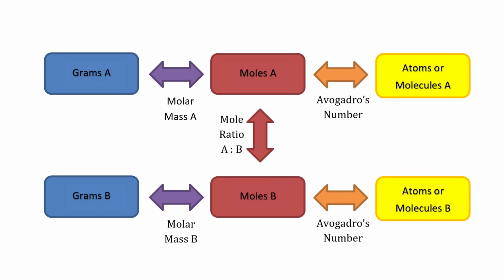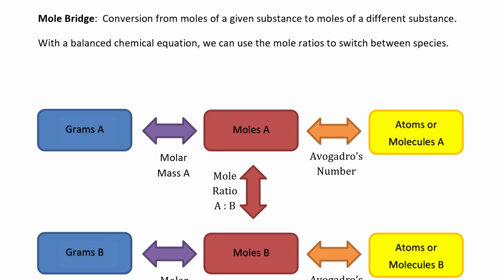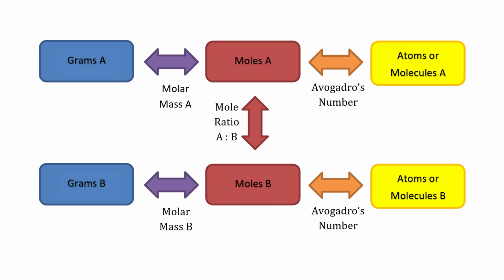Let's now add on to that game plan we've been working with. This is now the concept known as the mole bridge. A bridge takes you from one part of the land to another part of the land. The mole bridge takes you from one chemical to a different chemical. So you can see we have chemical A here, and we have chemical B here. Just like before, I can convert between grams and moles using the molar mass, and I can convert between atoms or molecules and moles using Avogadro's number. And that holds true for both chemicals.